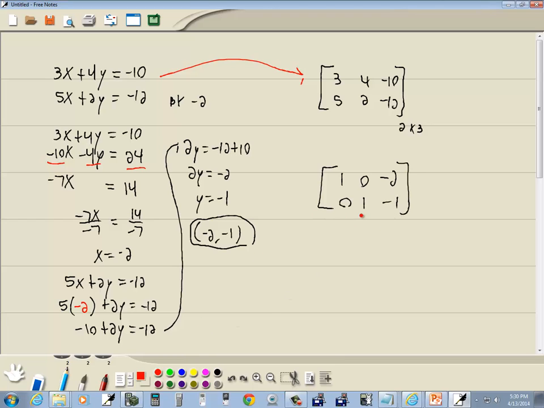2 equations, 2 variables. Your first 2 by 2 square should be a diagonal of 1, 0, 0, 1. If it isn't, it didn't work. Since this one did, our answer is the far right column. This is x, and this is y. So our answer is going to be negative 2, negative 1.